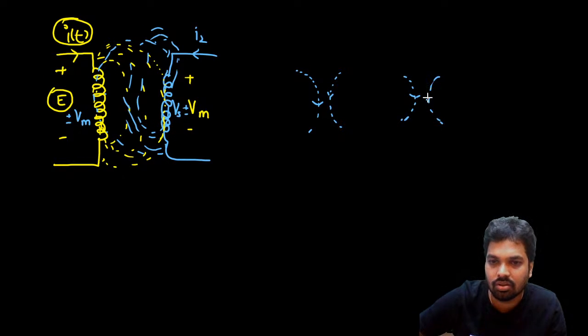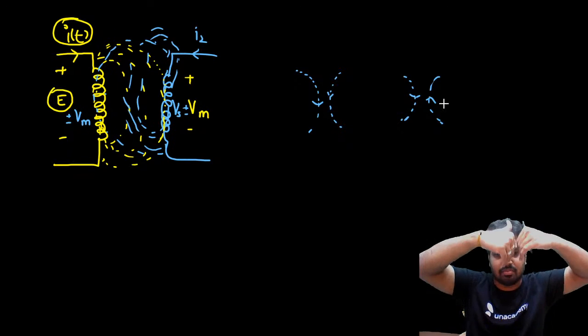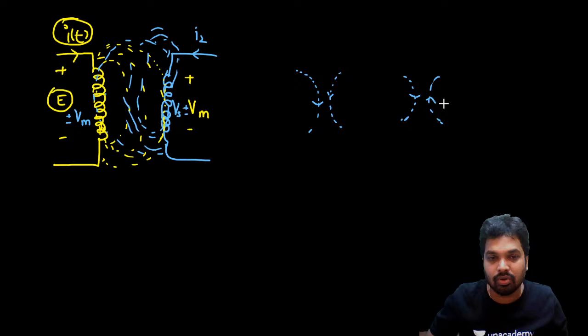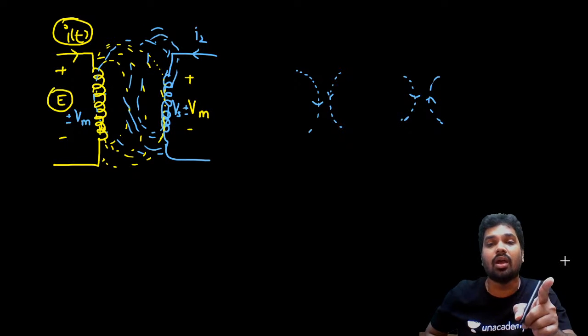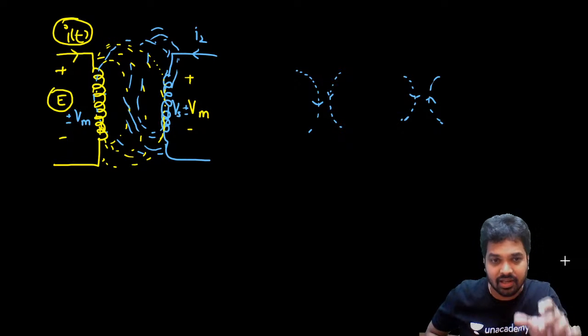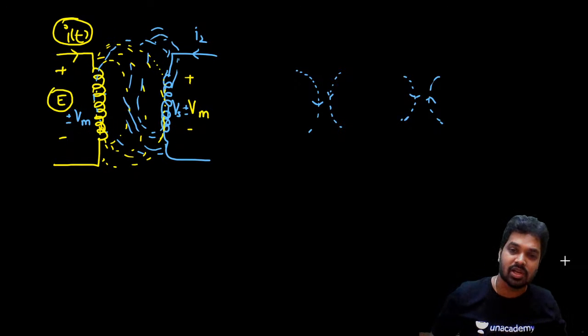opposing. If it is opposing, what happens? Subtraction happens. If they are in the same direction, they will be additive. This is what we want to say. The mutual coupling can be additive or can be opposing. I'm giving more theory initially because this will lay the foundation for understanding the critical problems which we do later.